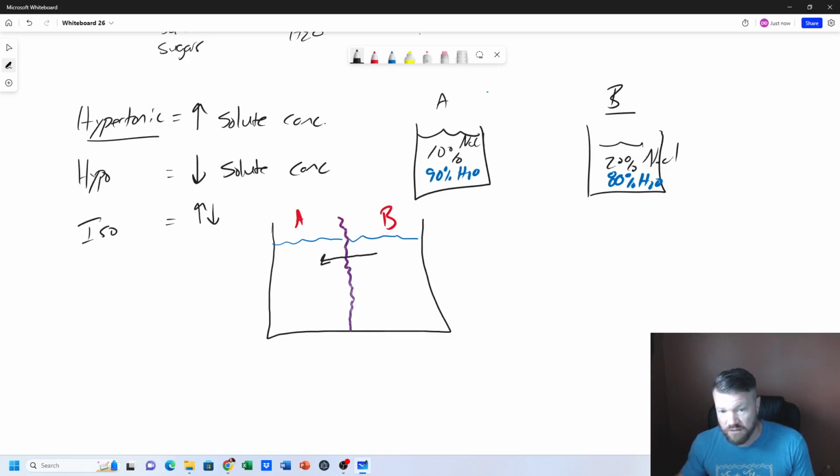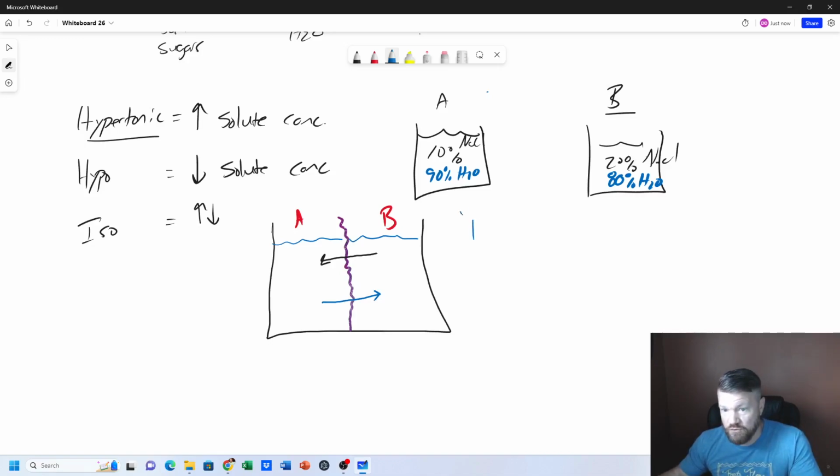in this direction, right? So I'm keeping the salt the black color. Salt would move from high concentration of salt to low concentration of salt. Water, however, would move from high concentration of water to low concentration of water, right? And so all molecules will diffuse down their own concentration gradient.